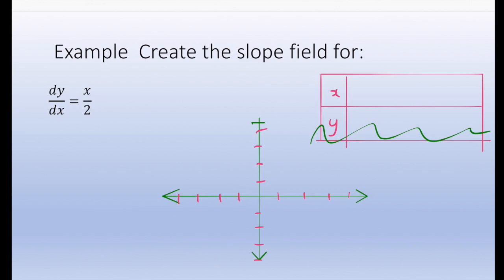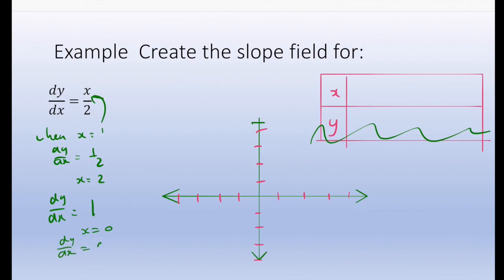Okay, so what's the gradient when x equals 1? Okay, what does dy dx equal? It's going to be a half. Okay, let me do this. When x equals 1, dy dx equals a half. So we're just substituting into there. When x equals 2, dy dx equals 1, because it's going to be 2 over 2. And I think I'll leave it at that. I'm just going to go, when x equals 0, dy dx equals 0.